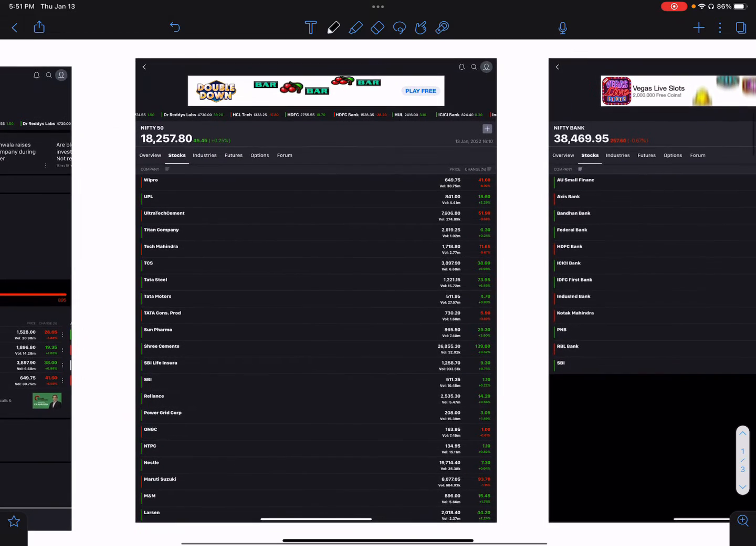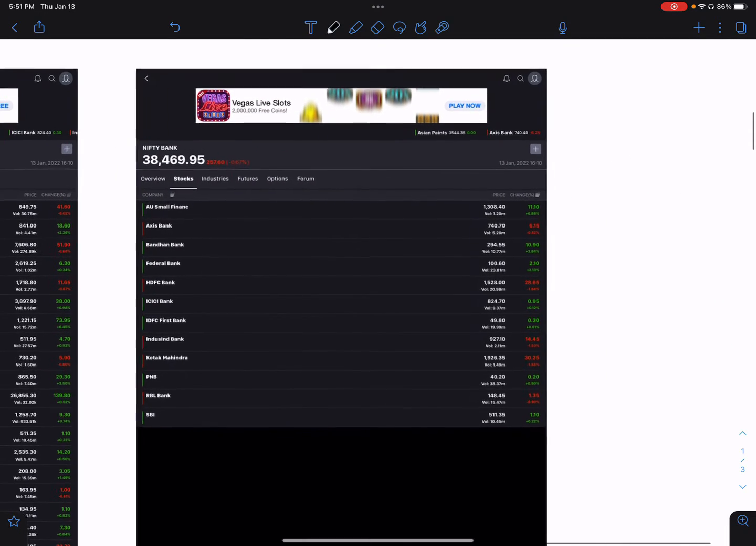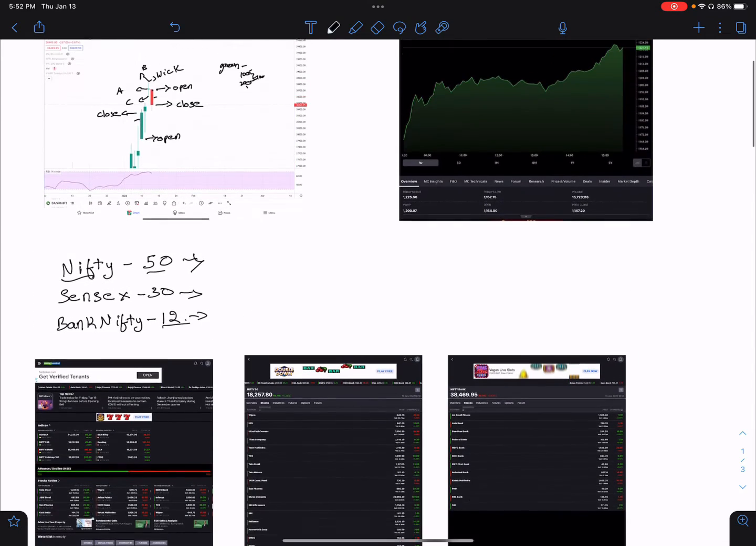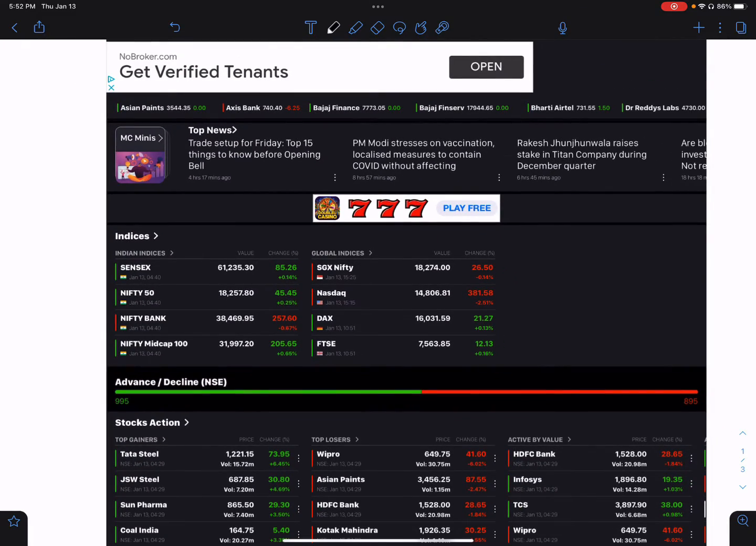So these are a few of the important stocks in Nifty 50: Wipro, UPL, Ultratech, Titan, TCS, Tata Steel, HDFC, and so on. And these are the major stocks among the 12 stocks of the Nifty Bank: SBI, RBL, Kotak Mahindra, IndusInd, HDFC, Federal, Axis, etc. And these are a few of the major indices: Sensex, which is 30 stocks of BSE, Nifty 50, the major one everybody follows, Nifty Bank, and Nifty Mid Cap.